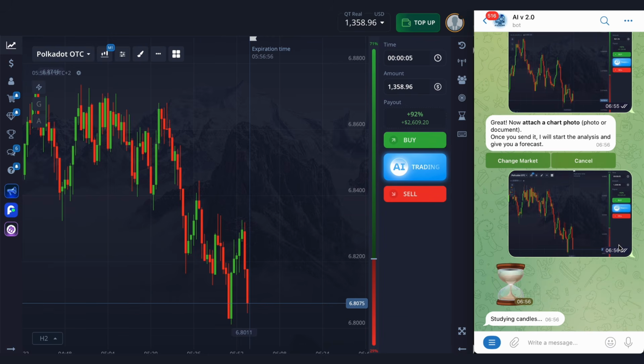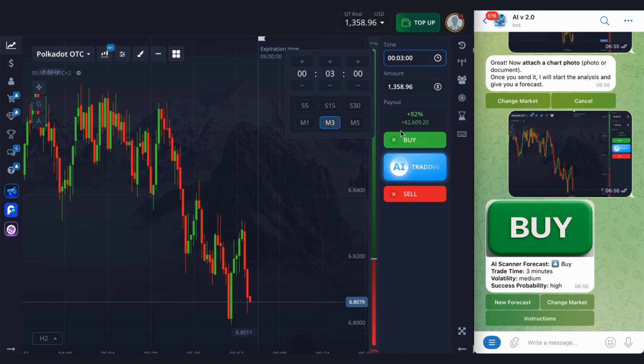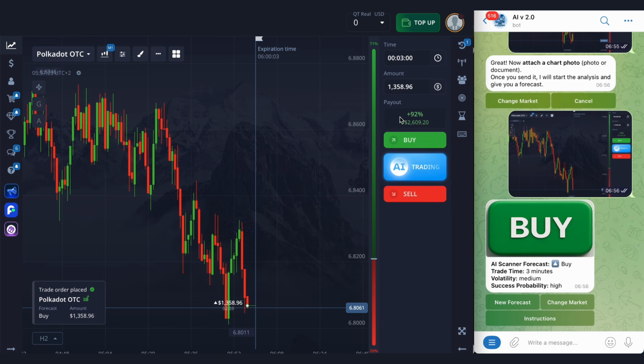Holding on tight. It's studying candlesticks and it's processing, and it's gonna tell us what it is, and it is a 3 minutes buy. Let's go ahead and set our timer on 3 minutes, people, and execute a buy order for this trade. 100% our account balance. We are risking everything we've got.